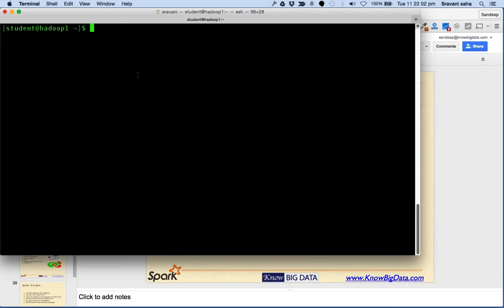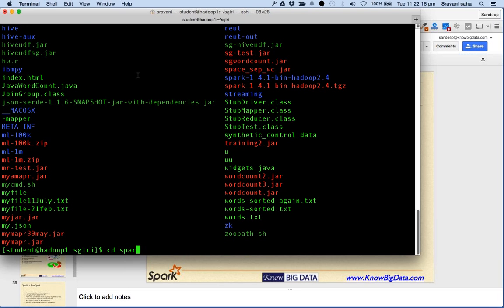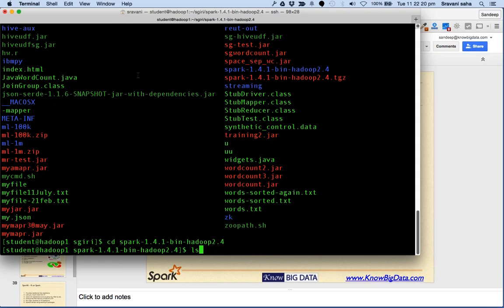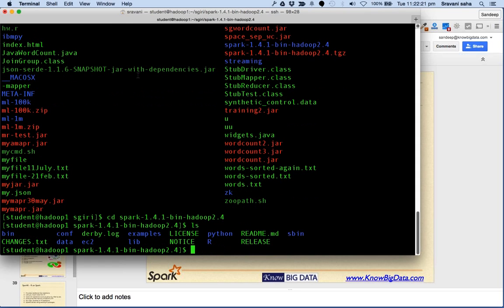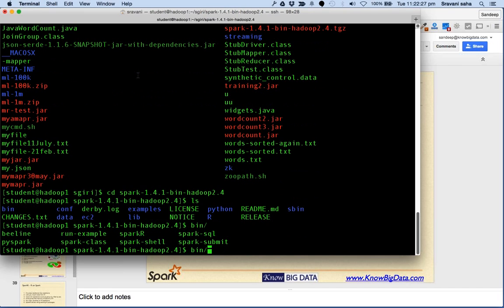So I've just logged in there, and from here I will start my Spark. This is where I've installed my Spark. It's an older version, so yesterday I had installed a newer version, and installing was not too much of a deal. This one which I'm going to run is the newer version, but it's in standalone mode.